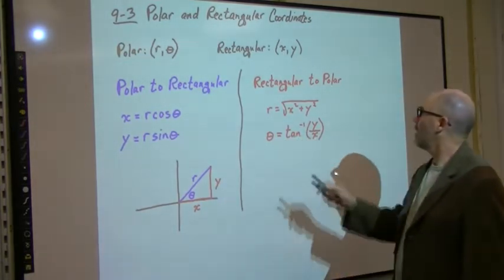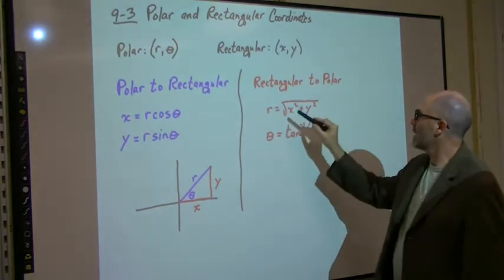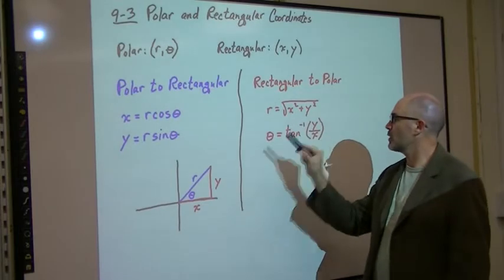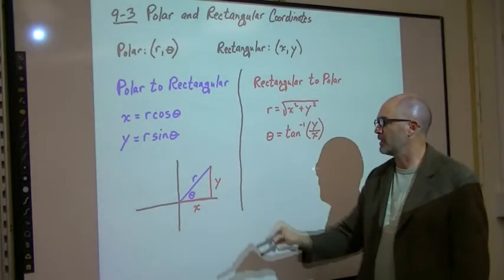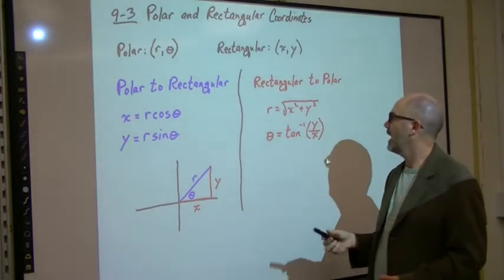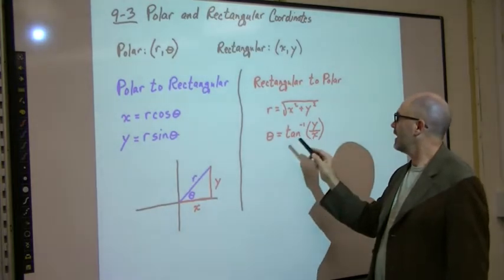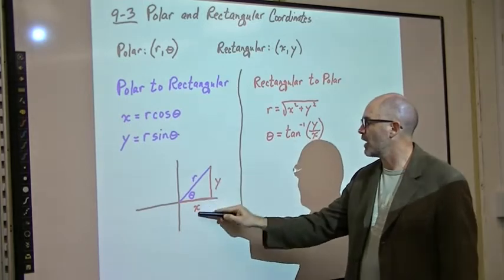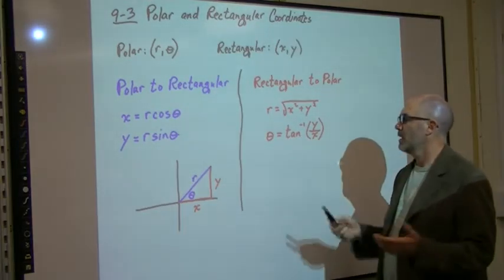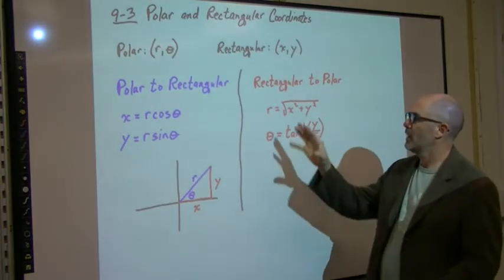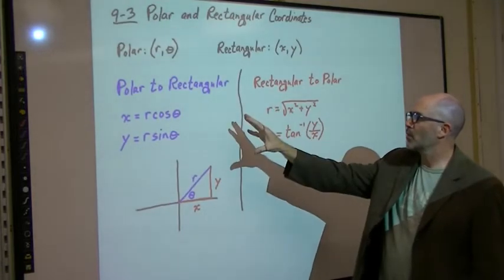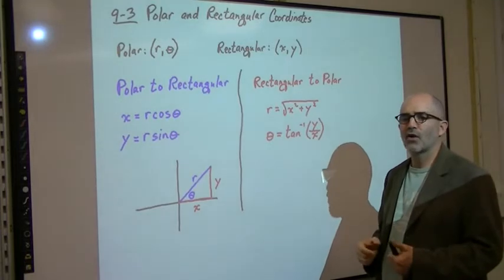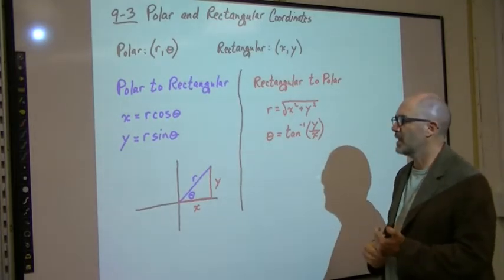Now, if I already know the x and the y, then I get my r by just going square root of x squared plus y squared. That's Pythagorean theorem. And then I know that my theta is going to be the inverse tangent of y over x. So that's simple. Just remember polar to rectangular, rectangular to polar, and that's really the whole lesson. So let's try some examples.